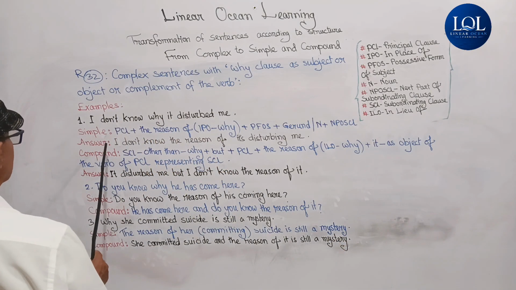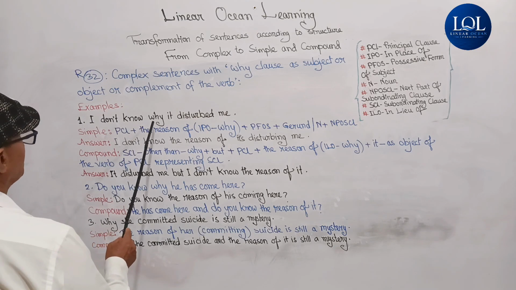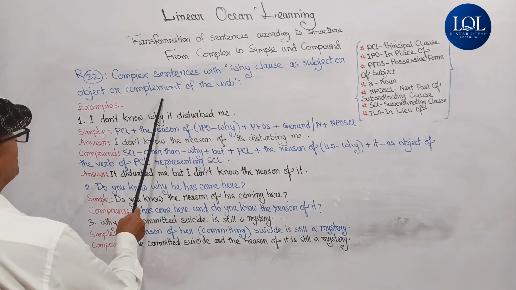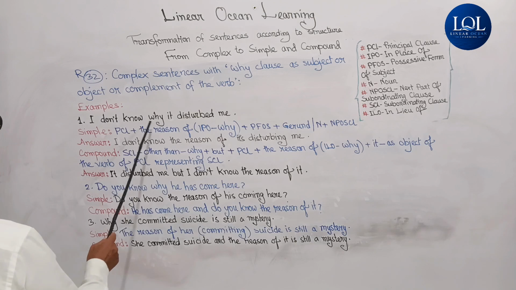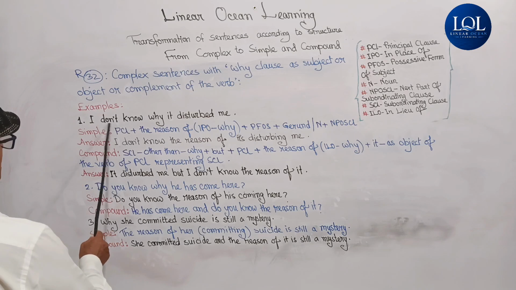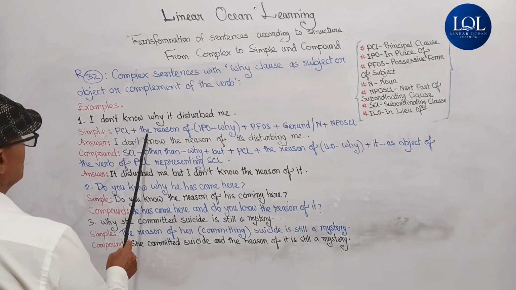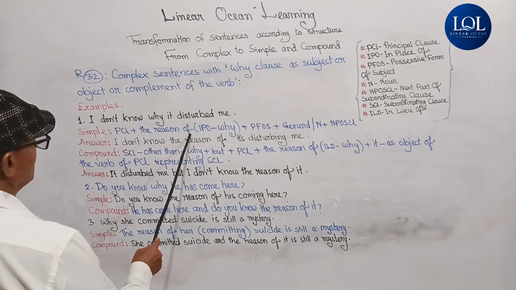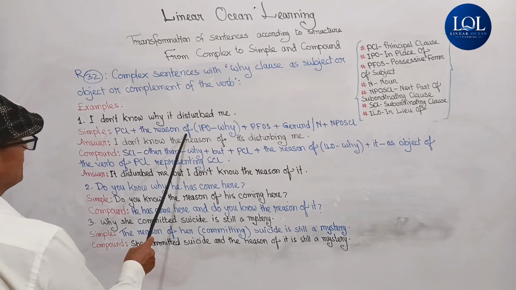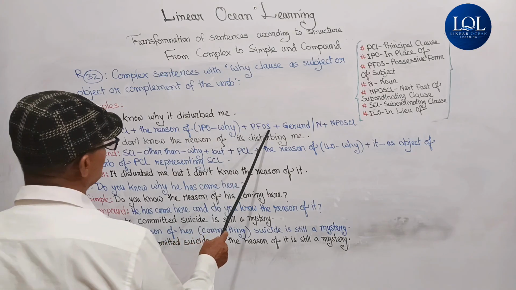Now let's get to the structure. If you want to put the complex sentence with Why clause as subject or object or complement of the verb, here the Why clause is the object of the verb don't know. Know is the main verb, don't is the auxiliary verb. PCL, here "I don't know" is the principal clause. Then the reason of, IPO why, that means in place of why we have to write the reason of, because it's a relative adverb of reason, plus possessive form of the subject.